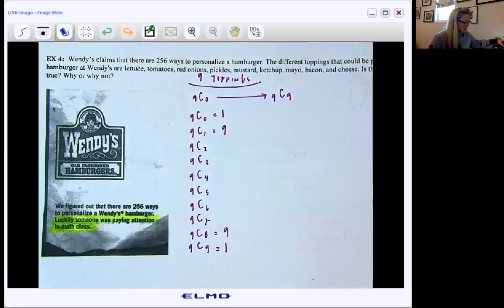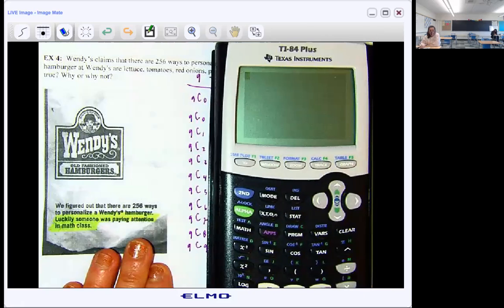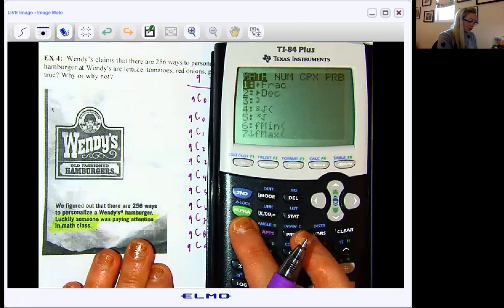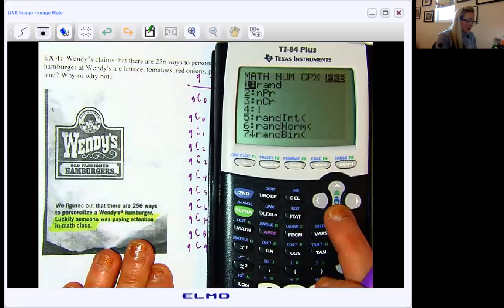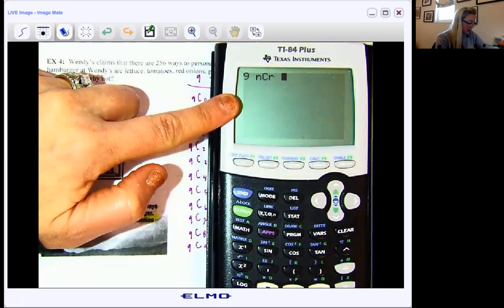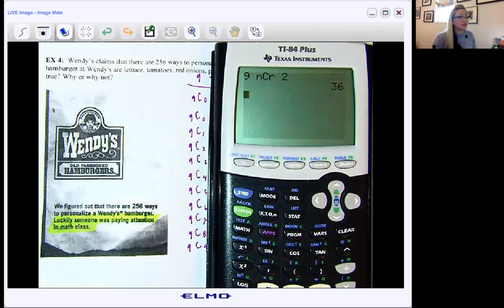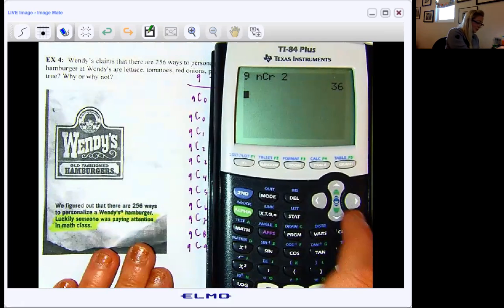All right, 9 choose 2. Let's practice in our calcs. So here I'm going to say 9, math, over to probability, and I want it to read combination right there, and I'm picking 2. So I should get 36. 9 choose 2 is 36.